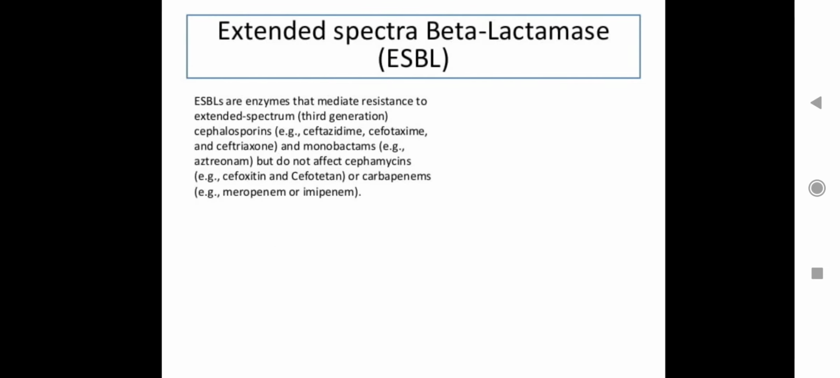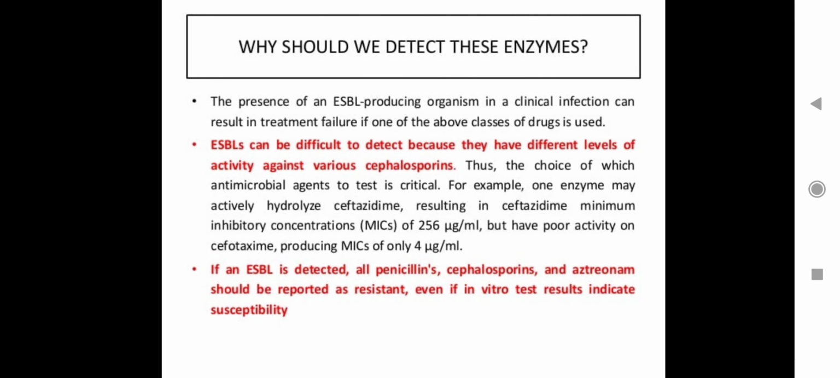Extended spectrum beta lactamase. Extended spectrum beta lactamases are enzymes that mediate resistance to extended spectrum third generation cephalosporins, which include ceftazidime, cefotaxime, ceftriaxone, and the monobactam aztreonam, but don't affect cephamycins, which include cefoxitin, cefotetan, or carbapenems, which include meropenem, imipenem. Why should we detect this enzyme? Because the presence of extended spectrum beta lactamase producing organisms can result in treatment failure.